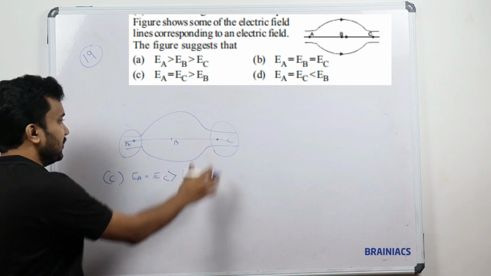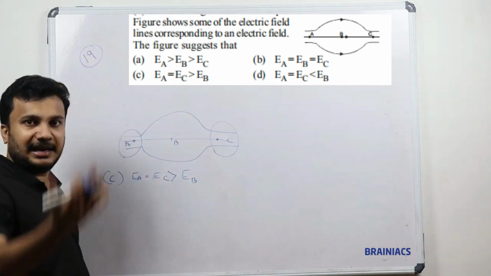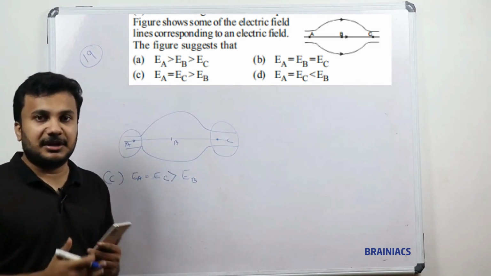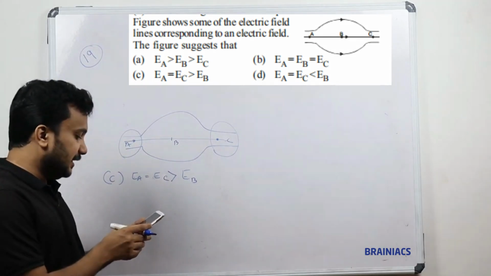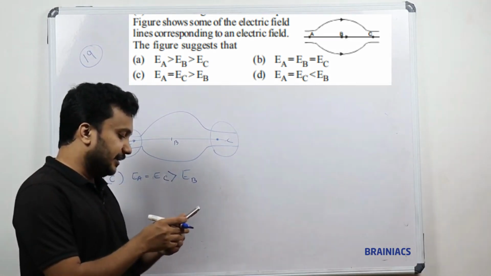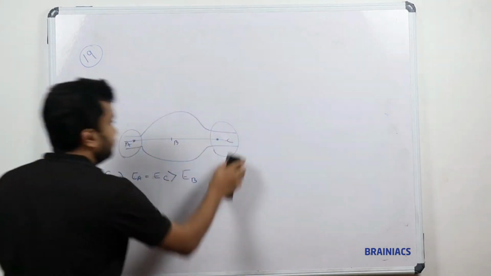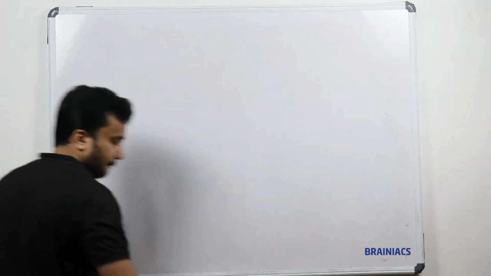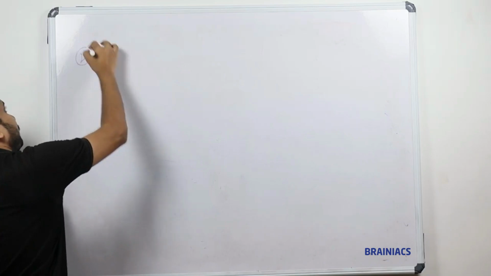Same intensity means same field. And on the B side, it is a little bit relaxed. So A and C will be the same, which is greater than that of point B. So option C is the right answer for the 19th question. Okay, we'll move to the 20th question.